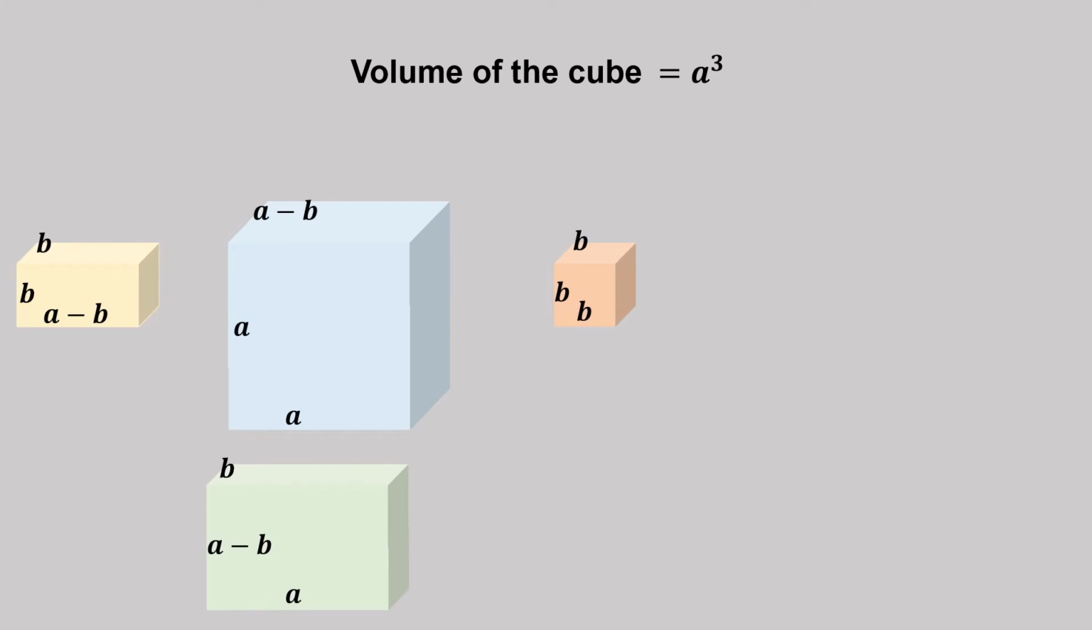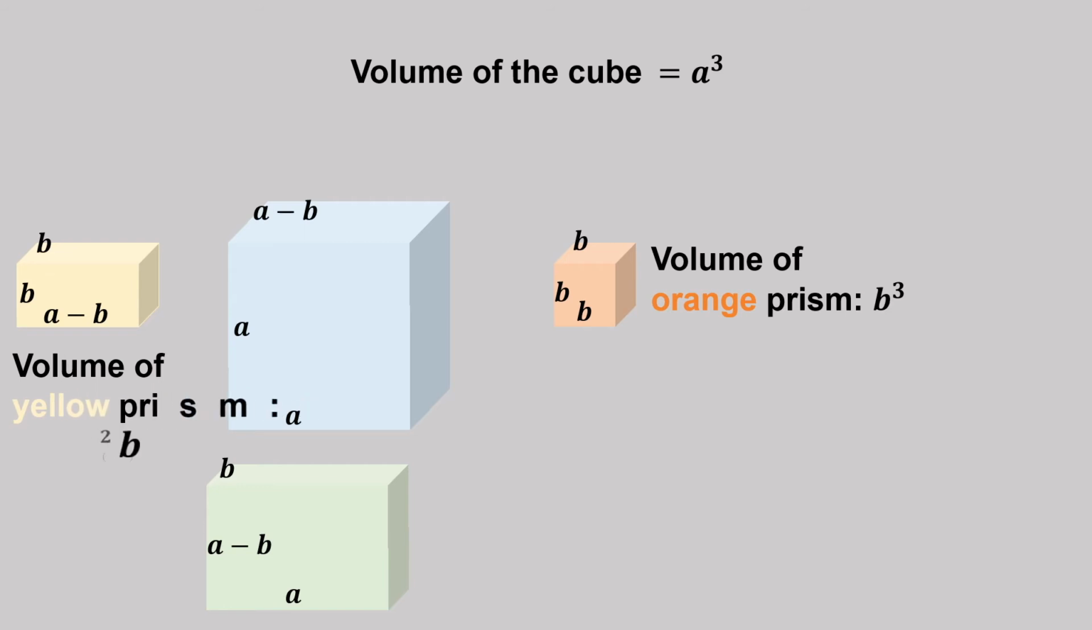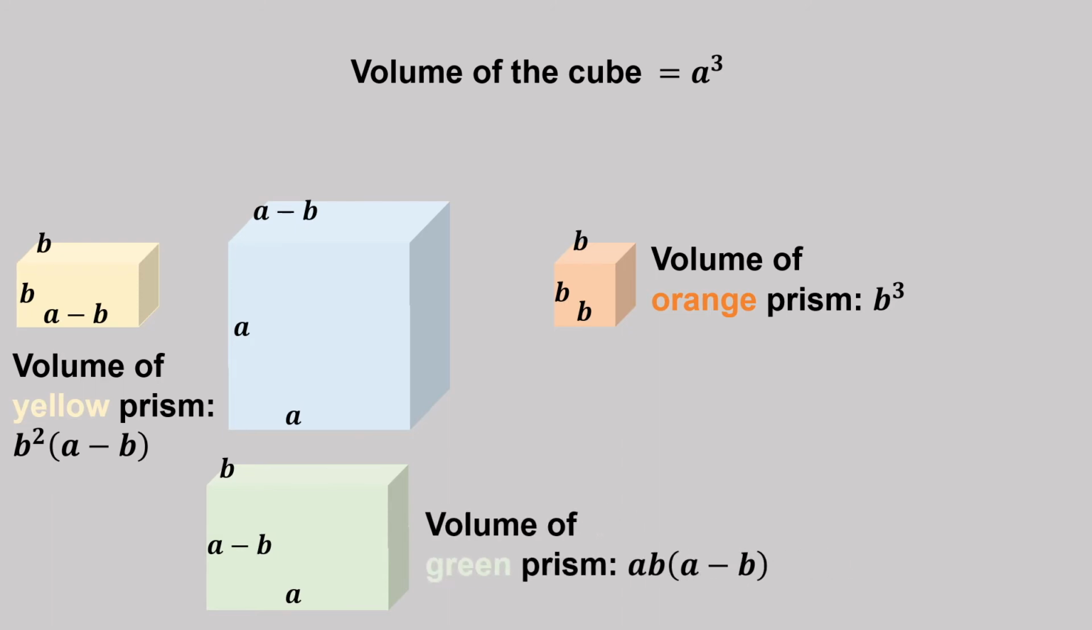The orange prism is actually a small cube with each side measuring B units. Hence, its volume is B cube. The yellow prism has sides A minus B, B, and B units. Hence, its volume is B squared, quantity A minus B. The green prism has sides A, B, and A minus B units. Hence, its volume is AB, quantity A minus B.